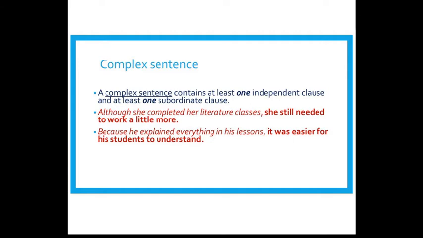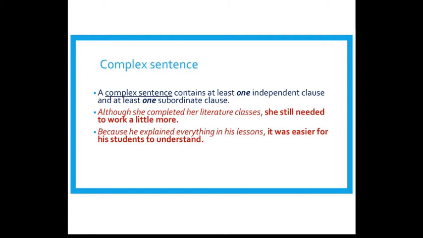One of the examples has an independent clause and also a dependent clause. Which one has the coordinating conjunction added? Suppose, 'Although she completed her literature classes, she still needed to work a little more.' The first part is a dependent clause because 'although' is used there. The other part is an independent clause because there is no conjunction in it.